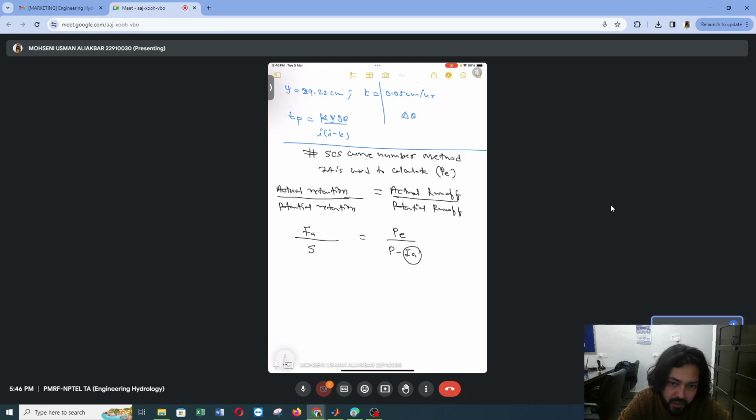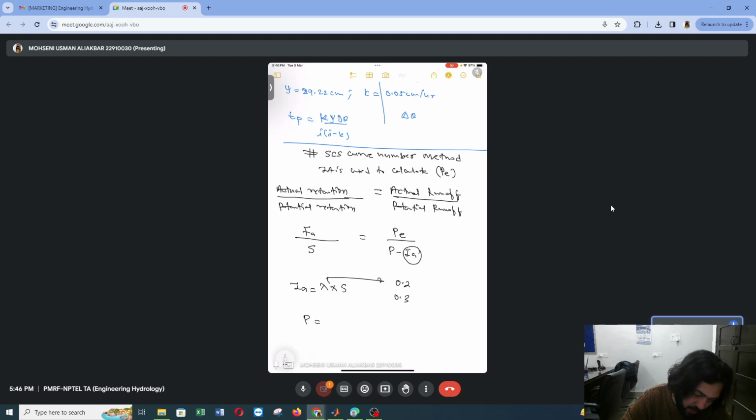So now we know that initial abstraction comprises of what? It comprises of two things, that is interception losses and depression loss. So the second hypothesis says that I of a is nothing but the product of lambda times the potential retention, and the value of lambda could be 0.2, it could be 0.3. So this is the second hypothesis that they have used.